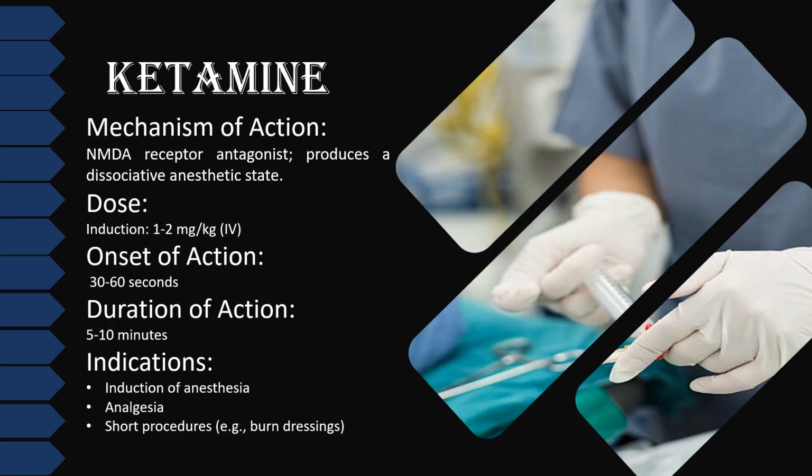Next we discuss ketamine. Their mechanism of action is different, although all the other drugs have to some extent the same mechanism of action. Ketamine acts on the NMDA receptors as an antagonist and produces a dissociative anesthetic state. Dose varies, 1 to 2 mg per kg. Onset requires 30 to 60 seconds and it lasts 5 to 10 minutes.